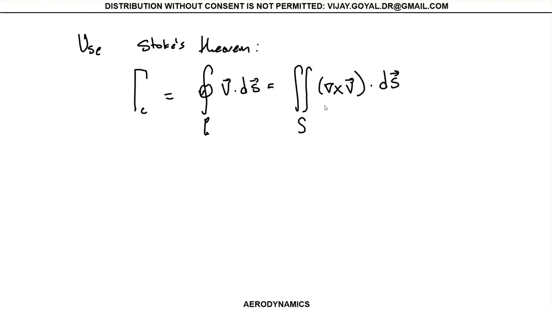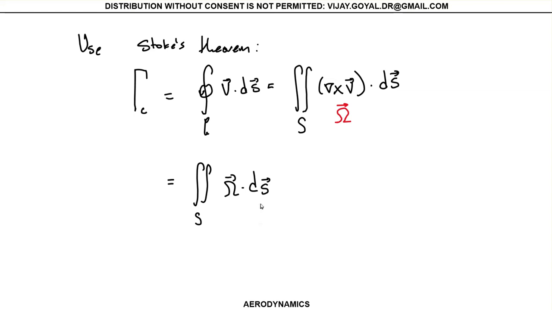A couple of things you have to keep in mind. First of all, if you recall from your previous lectures, this over here is nothing else than your vorticity. This is the vorticity vector. So what we are saying is that your circulation is also equal to the double integral over my enclosed area of my total vorticity dot ds.